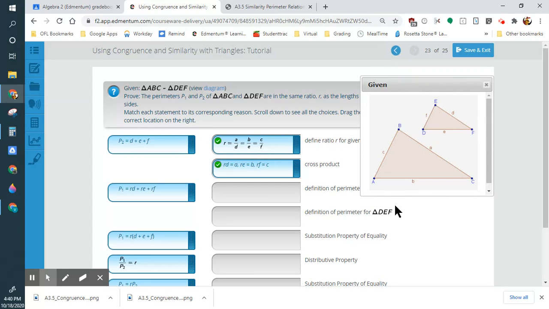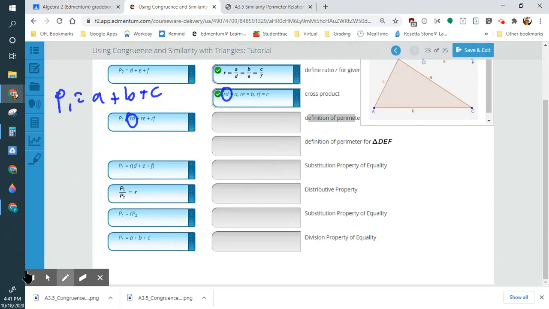And then definition of perimeter. They just want us to add all the sides together, so we're going to do A plus B plus C. So perimeter 1 is, they're doing definition of perimeter and substitution. P1 equals A plus B plus C. But instead of doing that, they're going to do this RD. Unless I'm missing something. Oh, never mind. I thought they were going to skip a step. I was like, Edmentum, stop it.